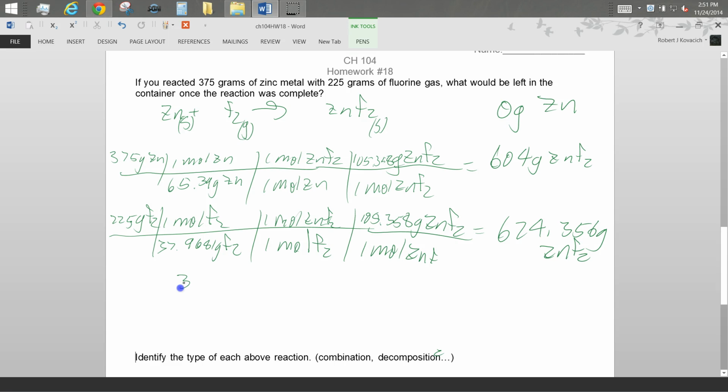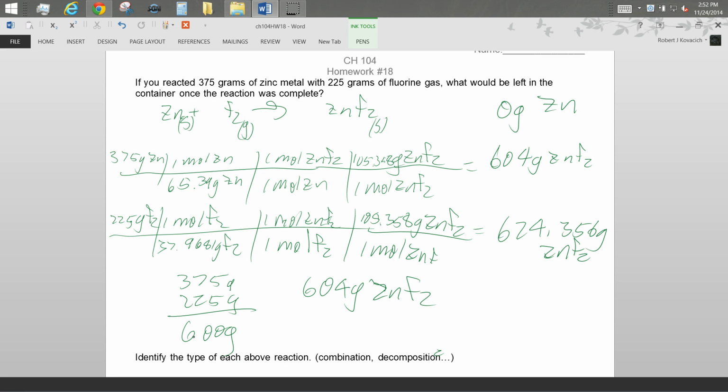Okay, so I started with 375 and 225 grams of reactants, and so I've got 600 grams going in. I need, what, 700. Like, that can't be right. I've got 700 grams of stuff going in. That's my reactants. And in the end, I have 604 grams of my product, zinc fluoride, which, I'm still getting 600. Oh yeah, that is 600. Okay, so what did we do wrong up here? Did I not add up my zinc fluoride correctly?